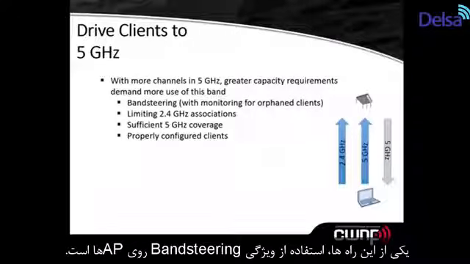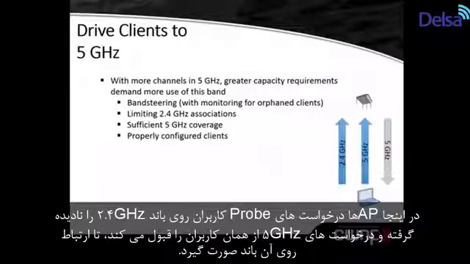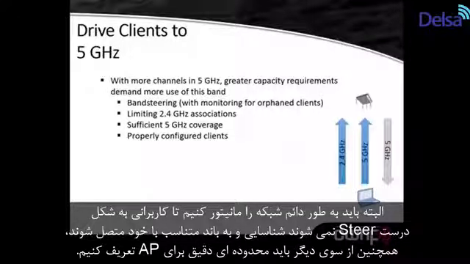Now, this is a feature enabled on the AP, where the AP ignores initial 2.4 gigahertz probe requests and responds to 5 gigahertz probe requests from the same client in order to try to move them over to the 5 gigahertz band. You do have to monitor for orphan clients. There are some situations you can get into with band steering where clients do not steer well, and the AP needs to have some threshold to allow that client on.